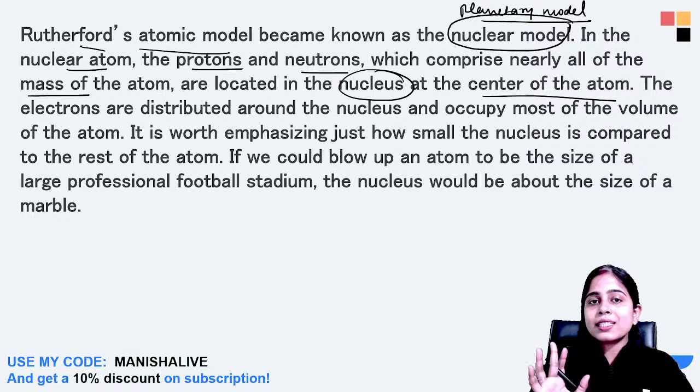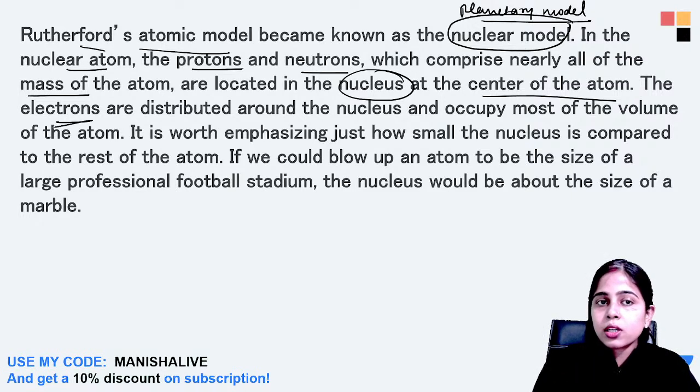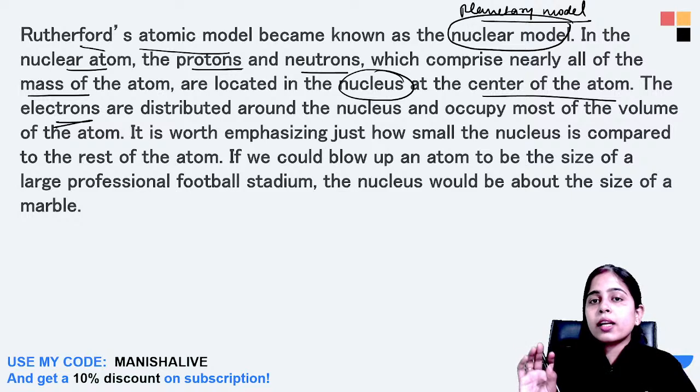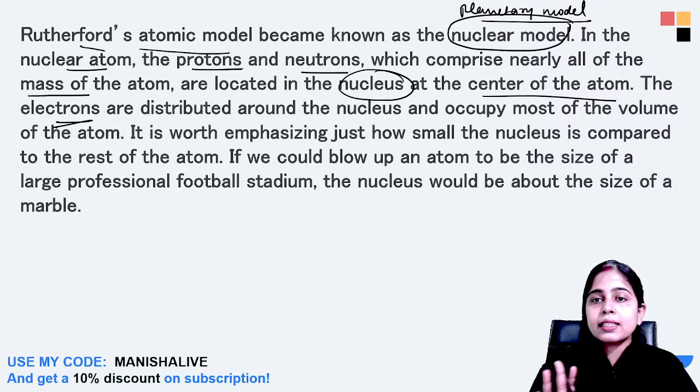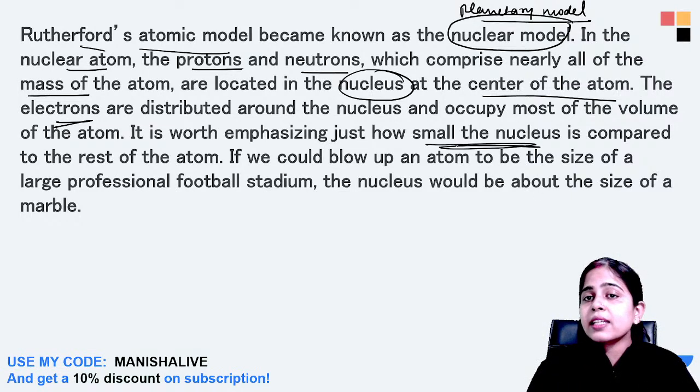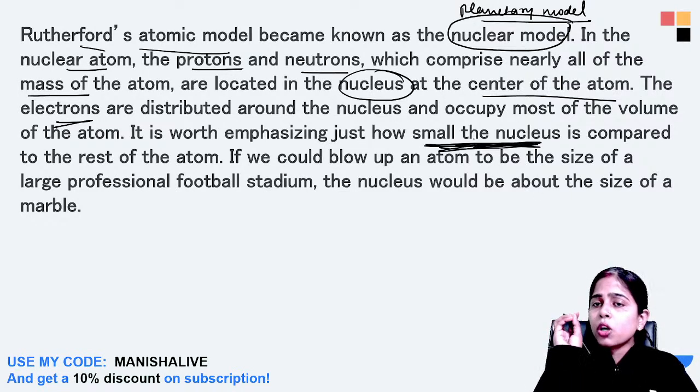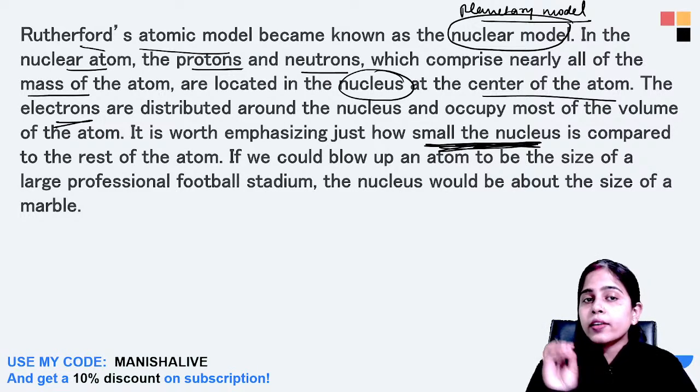So, what we see is that the protons and neutrons are located in the nucleus, that is, at the center of the atom. And the electrons are distributed all around the nucleus, and they occupy most of the volume of the atom. You can understand from this comparison given in written format that the nucleus is very small, much smaller than the rest of the atom.